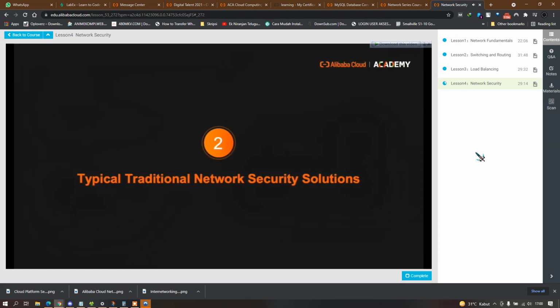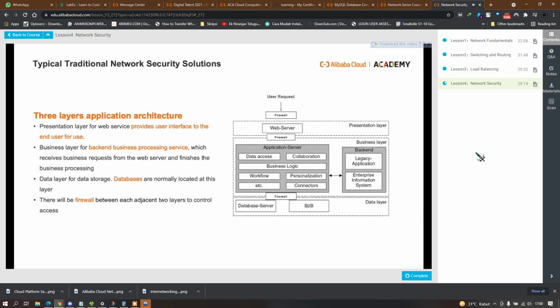Okay, after we have learned something about the security concepts, in the second section we will learn some typical traditional network security solutions. From these solutions, we can see how we can design our system to protect it from security issues. So let's move on. The first one is the 3 layers of application architecture.